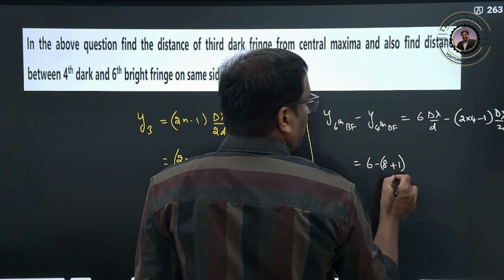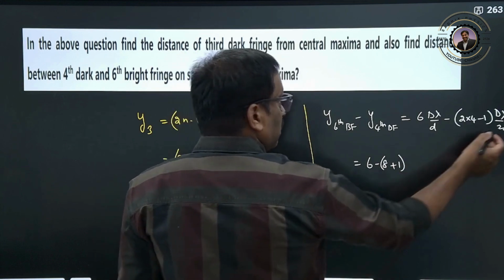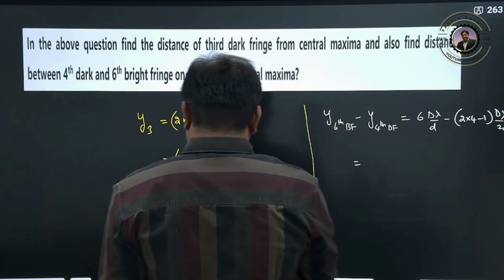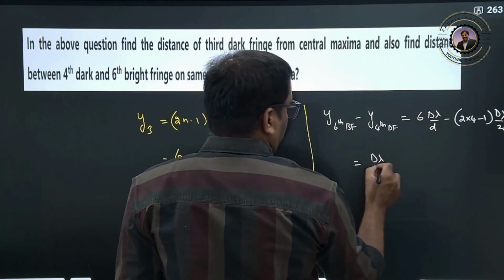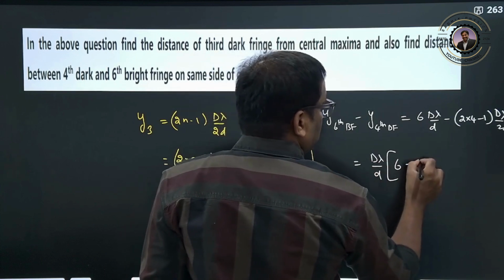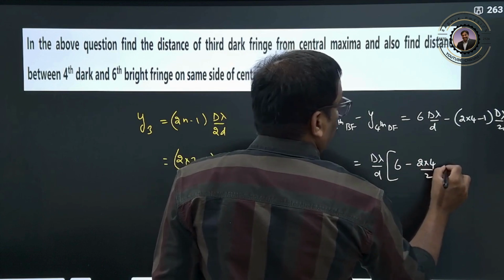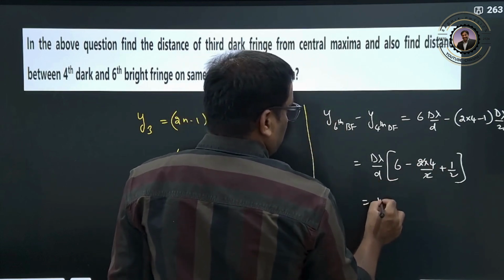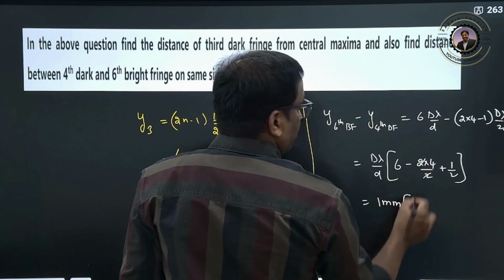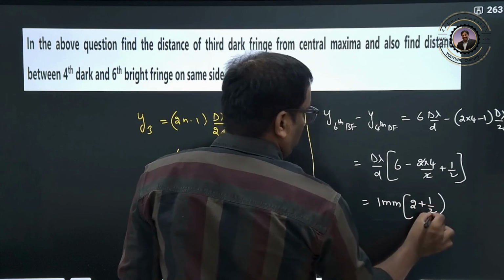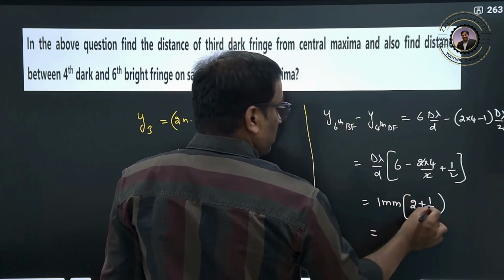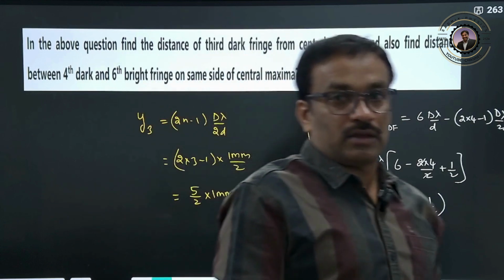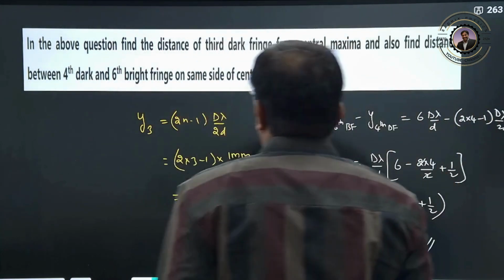Actually, you have to multiply by 2 and divide by 2, therefore I can rewrite it as Dλ by d into (6 minus 2 into 4 divided by 2, plus 1 by 2). Clear? So here you will get a cancel out. So this is 1 mm into (6 minus 4, it is nothing but 2, plus 1 by 2). So therefore it will be 5 by 2. So 2.5 mm will be your answer. Clear? So don't confuse anything.